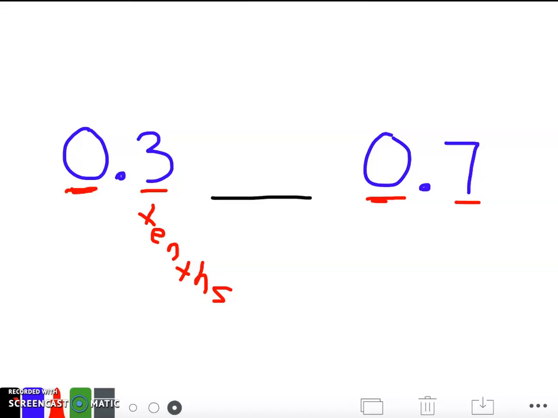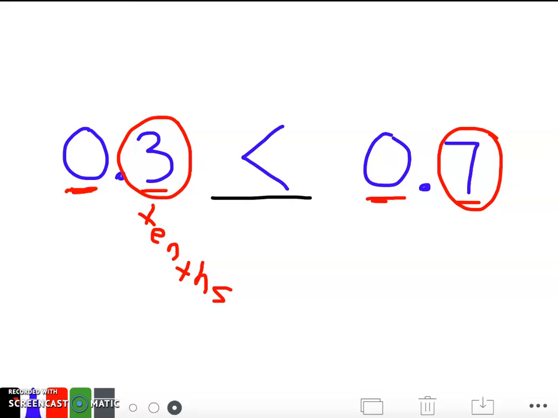And in this case, I mean, it's pretty simple. You can see that over here on the left, we have a 3, and over here on the right, we have a 7. Well, by this point, you should all know that 7 is greater than 3, or 3 is less than 7, either way. So we would insert the symbol less than, and read this number model as 0 and 3/10 is less than 0 and 7/10. That's pretty much all it is.